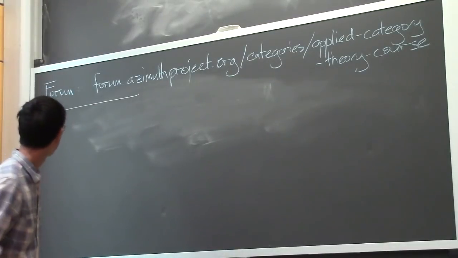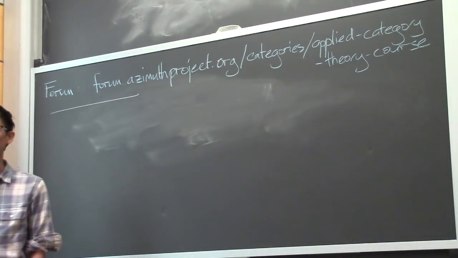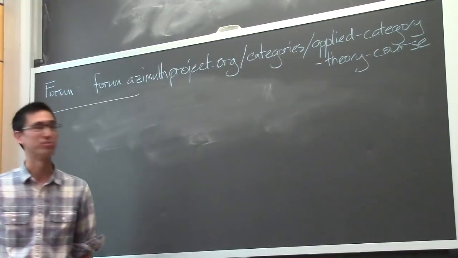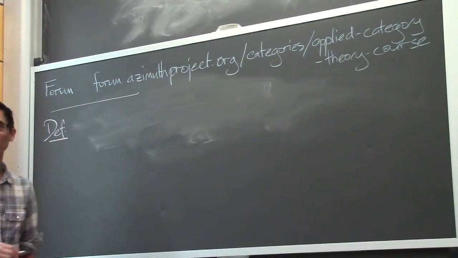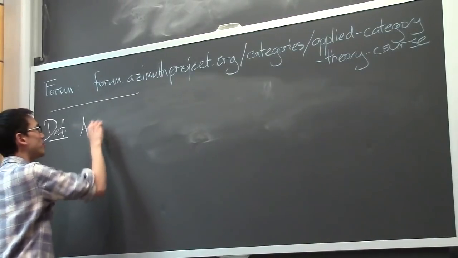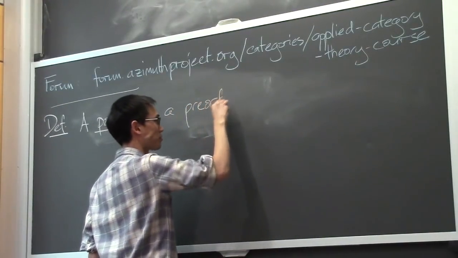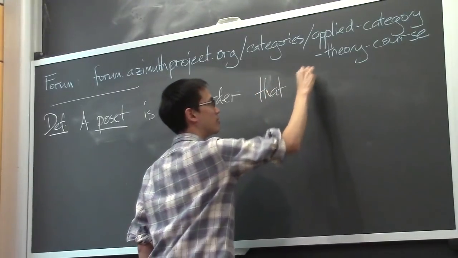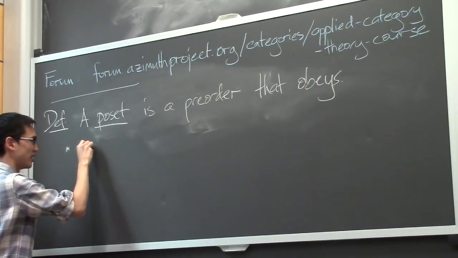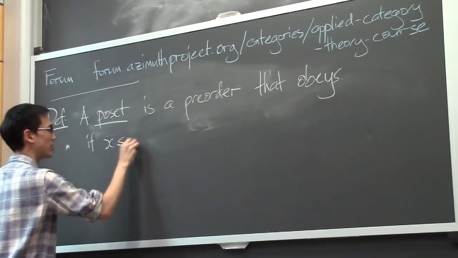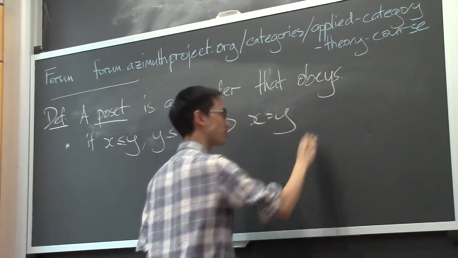Okay, before I get into the lecture proper, I want to clarify just quickly our use of the words pre-order and poset, since we're being pretty informal about the distinction between them. So here's a definition, which I'll state and then we'll probably just continue to ignore. A poset, short for partially ordered set, is a pre-order that obeys this axiom that says that if x is less than or equal to y and y is less than or equal to x, then x equals y. We call this anti-symmetry.